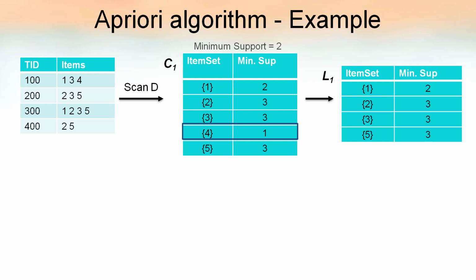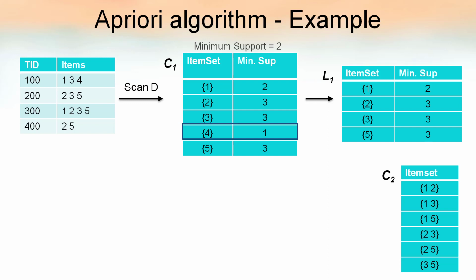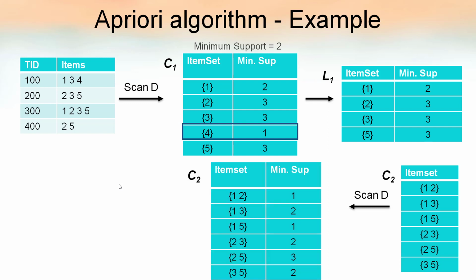Now in the next step we need to do the join step. Here I am generating candidate set C2 by combining the item sets in L1, performing the join operation. C2 first item set is 1 2, next is 1 3, next is 1 5, then 2 3, 2 5 and 3 5. Now scan C2 and write support in the second column. Frequency of item set 1 2 is 1. Only one time you can see item set 1 2 in our transaction database. In the same way for 1 3, 1 5, 2 3, 2 5 and 3 5.